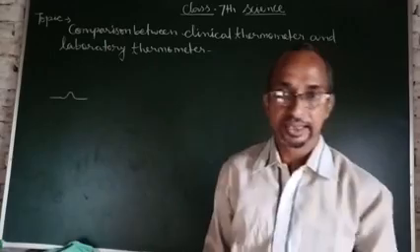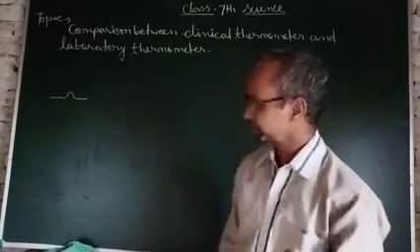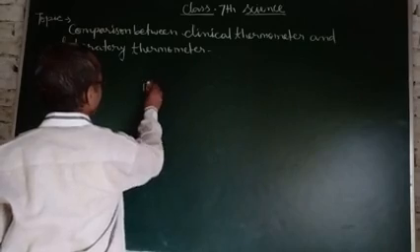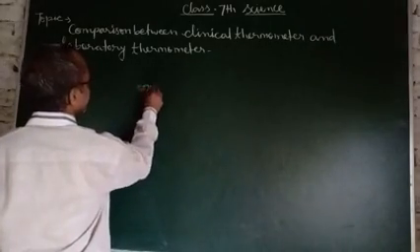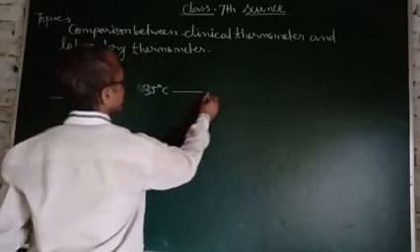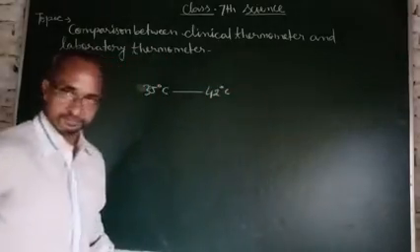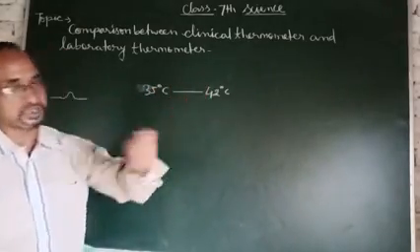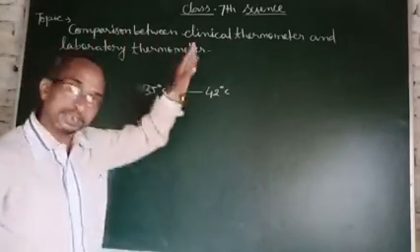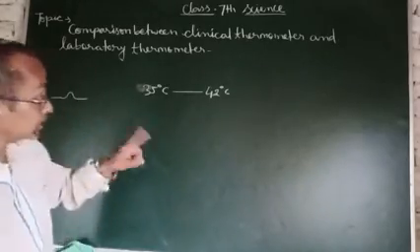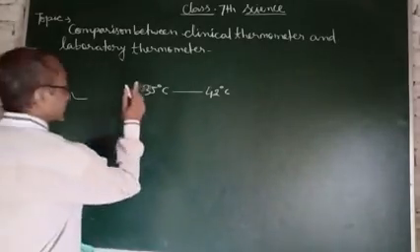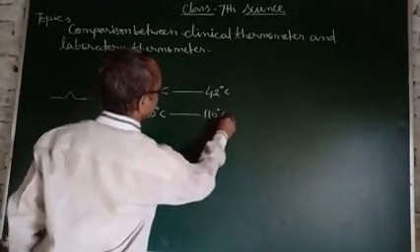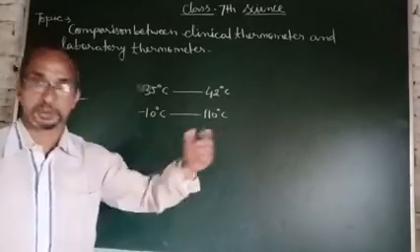Second difference between the clinical thermometer and laboratory thermometer. The range of the clinical thermometer is 35 degrees Celsius to 42 degrees Celsius. Very short range. We can measure from 35 to 42 degrees Celsius by the clinical thermometer. Whereas the range of the laboratory thermometer is minus 10 degrees Celsius to 110 degrees Celsius.